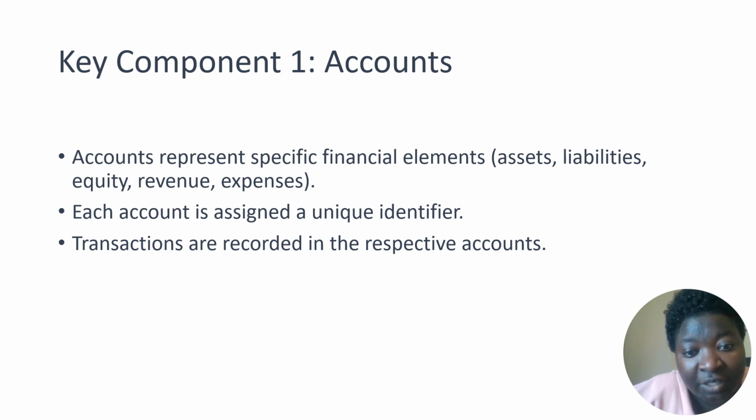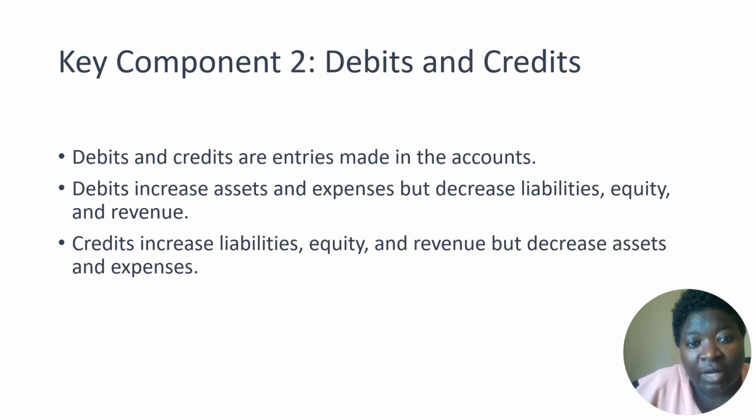Then also, transactions are recorded in their respective accounts. As we have said, these accounts can be asset accounts, liability accounts, revenue accounts, and expenses. We know that expenses in the company, for example, rent, water, utilities, salaries, wages, all those are recorded in the expense accounts. We shall also look at another major component, which is debits and credits. Debits and credits are entries made in the accounts.